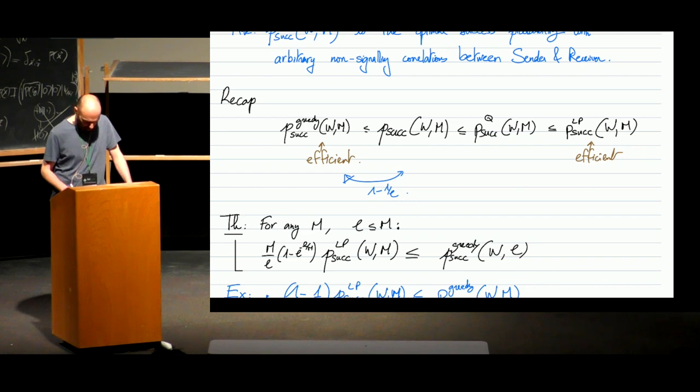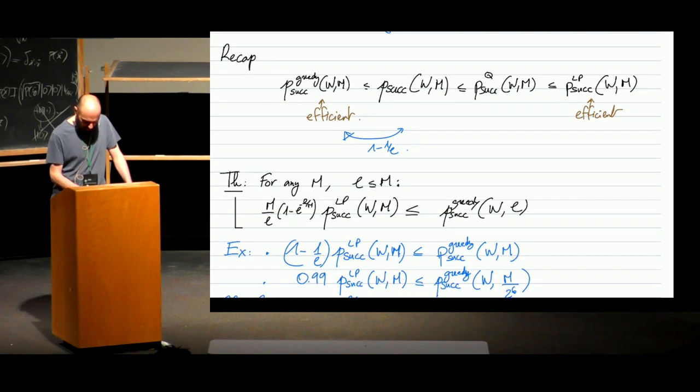The theorem I wanted to present here says that actually the ratio between this and this is 1 minus 1 over e. So all of these quantities are within 1 minus 1 over e of each other.